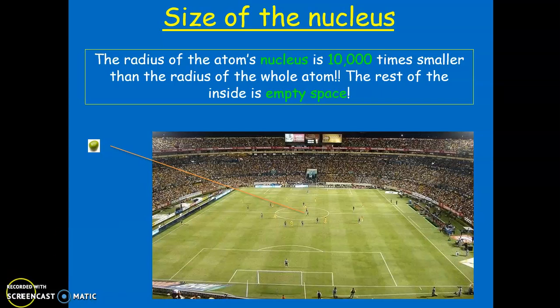The center part is the nucleus. The outside part is where the electrons would orbit. Everything in between would be empty space. 10,000 times smaller. That number of 10,000 times is very important. It comes up in exams, but it's also good for you to get your head around that the nucleus of an atom is 10,000 times smaller than the rest of the atom. It's amazing.